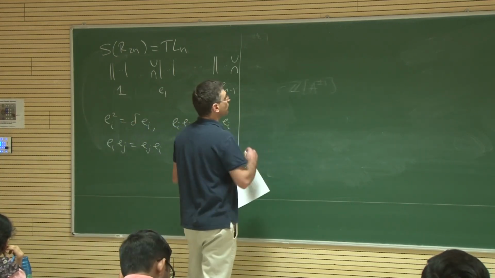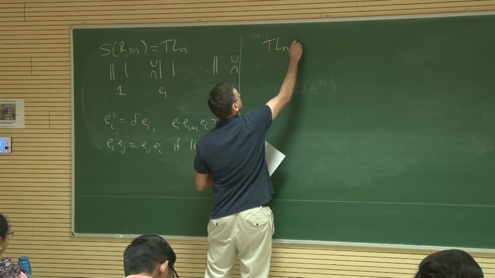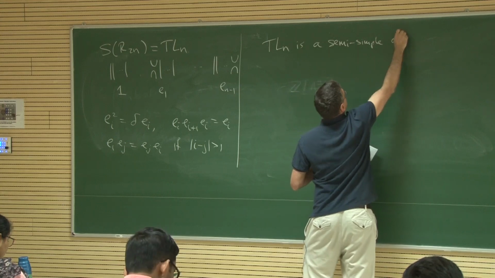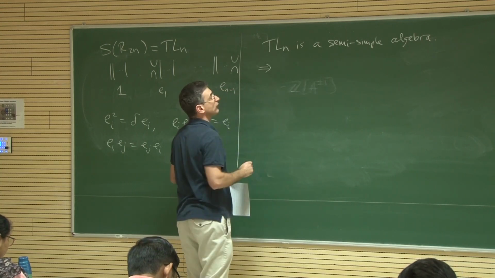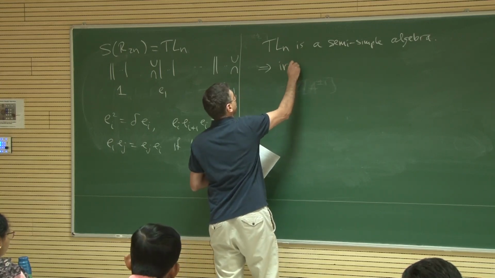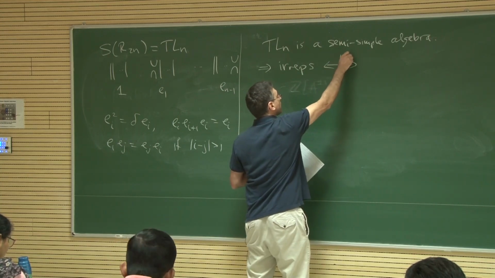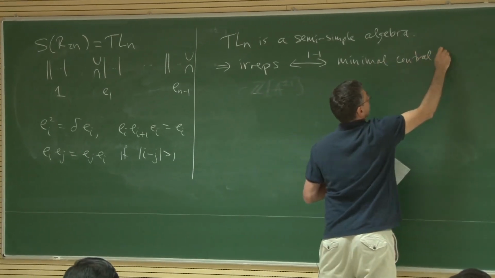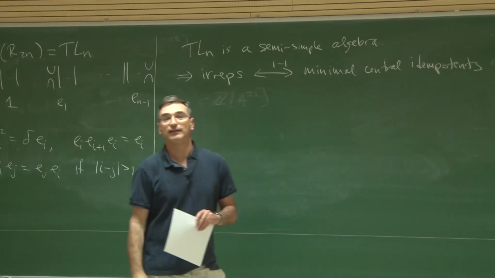So this requires a bit of algebra. Just a little bit of algebra. So let's start with this. TLN is a semi-simple algebra. And therefore, one of the properties of a semi-simple algebra is that irreducible representations, so IREPs, are in one-to-one correspondence with what are called minimal central idempotents. Okay, let me unpack that expression.